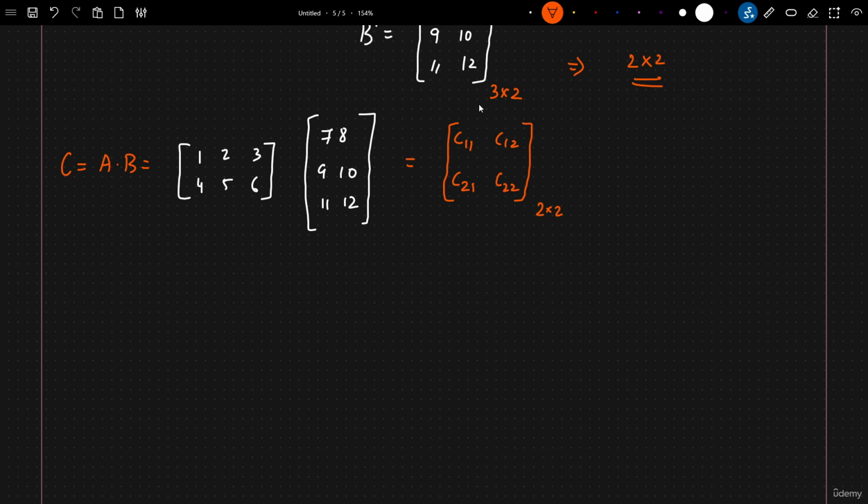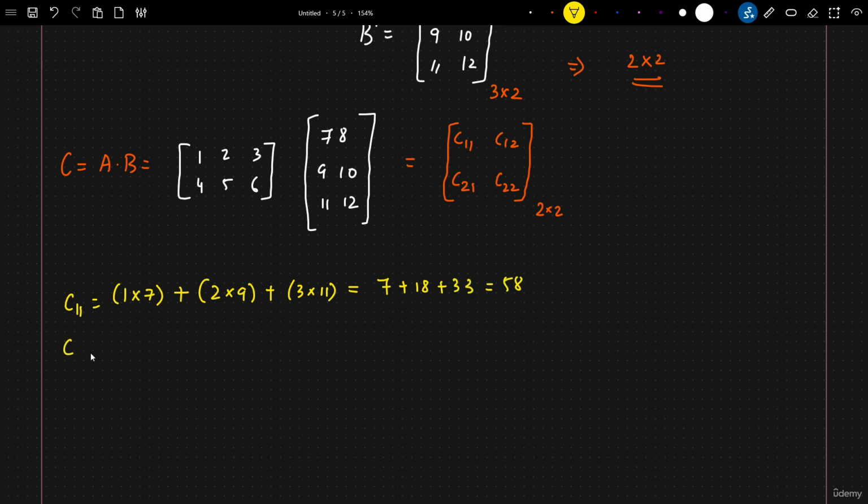Now let's calculate everything. First of all, we'll calculate C11. In the case of C11, we have to take the first row, multiply and add it with the first column. So here we will write 1 multiplied by 7, plus the next element, 2 multiplied by 9, plus 3 multiplied by 11. This is my first value for C11. Once I do this calculation, it is 7 plus 18 plus 33, which is 58.